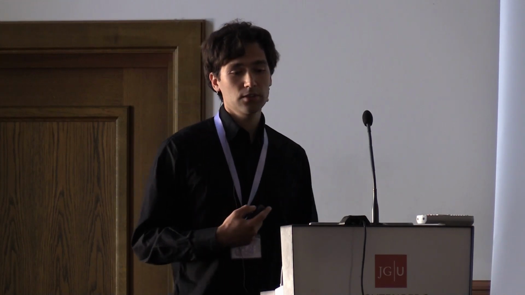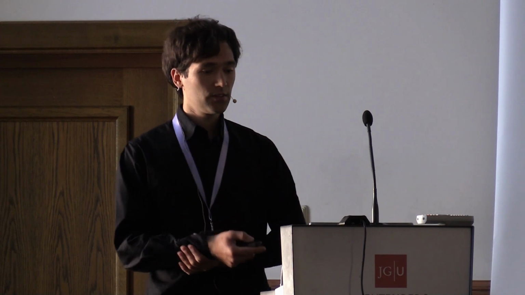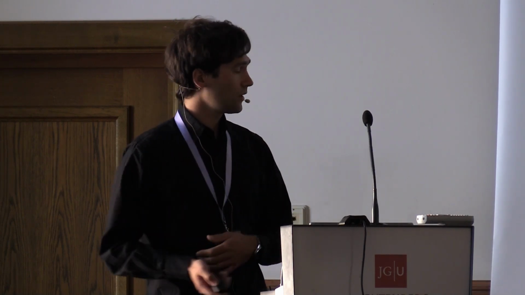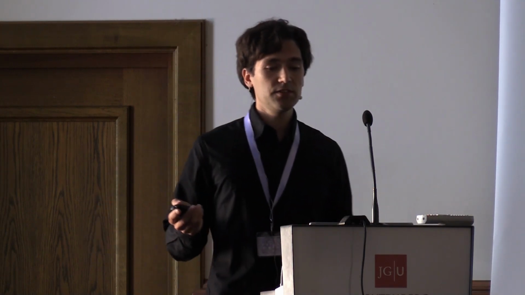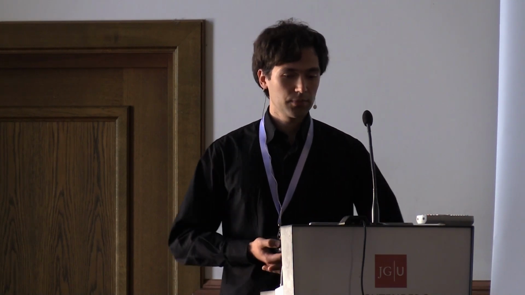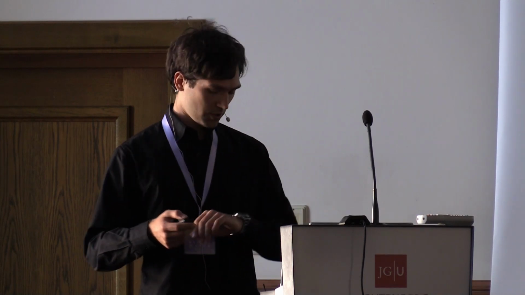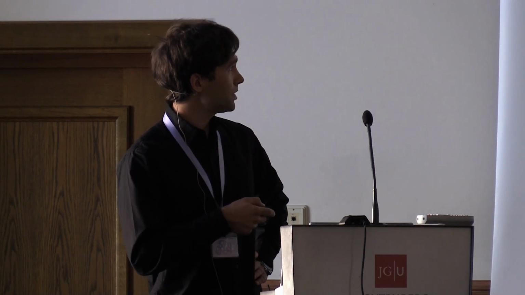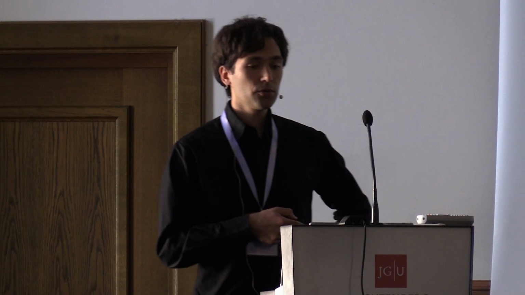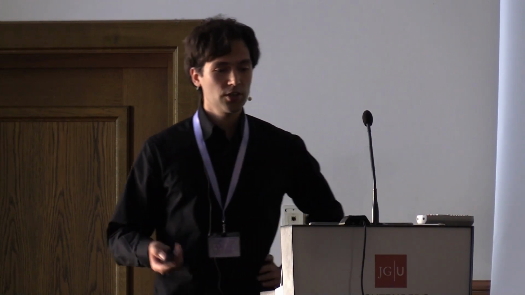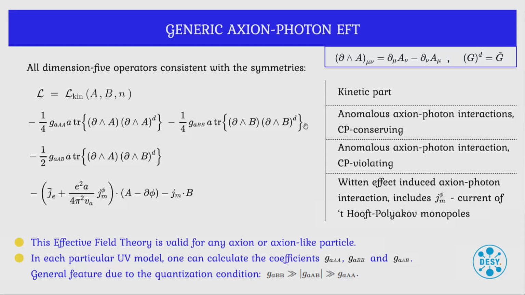This effective field theory actually is valid for any axion or axion-like particle, so we didn't make an assumption that this is necessarily a QCD axion. These coefficients here, the new couplings, can be calculated in any particular UV complete model. But the general feature, due to the quantization condition, is that the largest coupling is the BB coupling, because in the Zwanziger theory, you always have the second four-potential coming with the factor of the magnetic charge. And you always have this A potential coming with the factor of the electric charge. So actually this is the usual coupling proportional to e squared, but this now is proportional to g squared, which is due to the quantization condition like 1 over e squared, so very large. And this is proportional to e times g, so electric charge times the magnetic charge. So this is like an intermediate strength coupling.